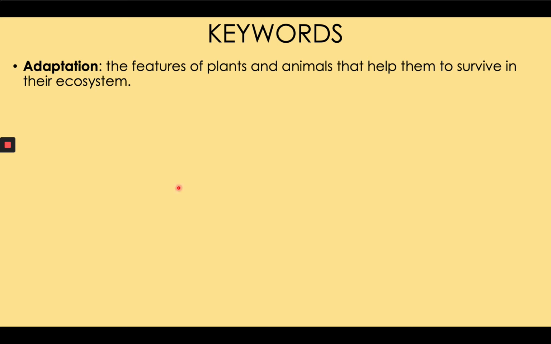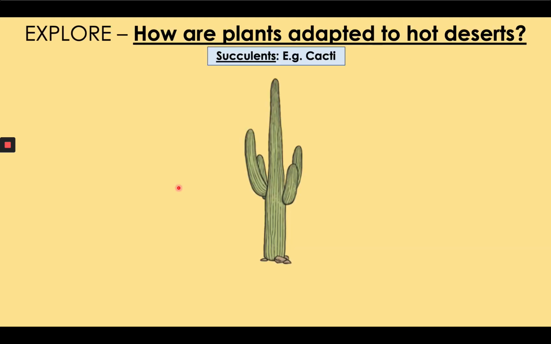Okay, let's begin. Let's start with one of the most famous plants in a hot desert environment. Please write the subtitle and underline it. The real and technical word for a cactus and plants like cacti is succulent.